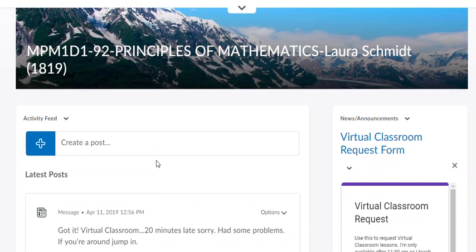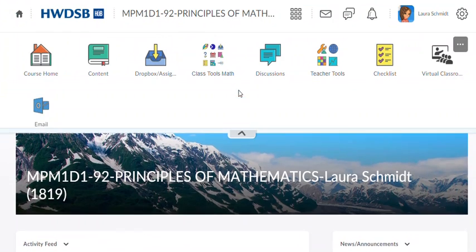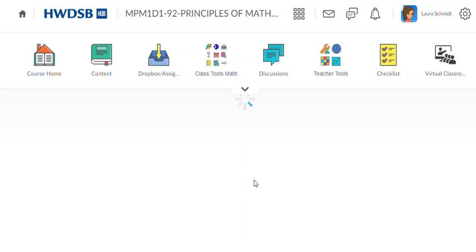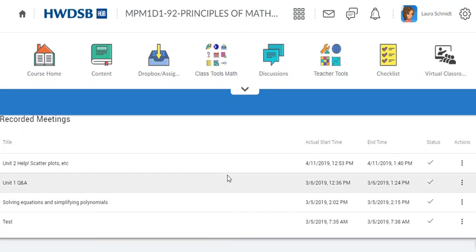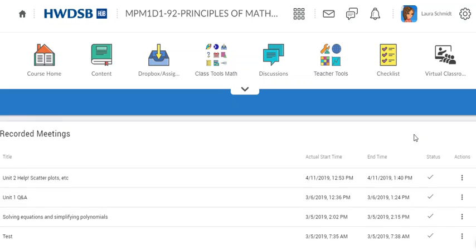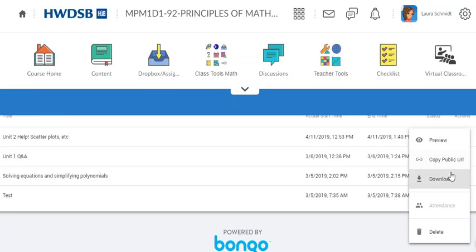So we had a virtual classroom, just clearing anything up from Unit 2. And just a reminder, to get into the virtual classroom, this is the nav bar right here. So you just click on the virtual classroom link right there. I had some technical difficulties, but it finally did start. It was the Unit 2 help, scatter plots, etc. If you missed it and you feel like watching it, it might be a little rough, but you can preview it or download it and watch it.